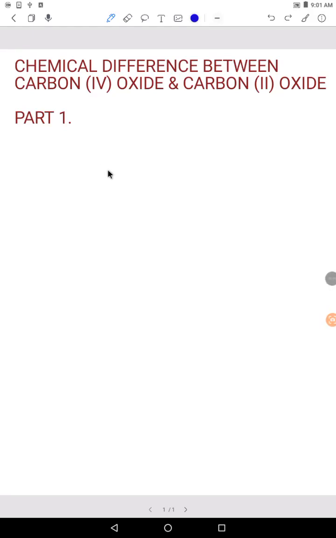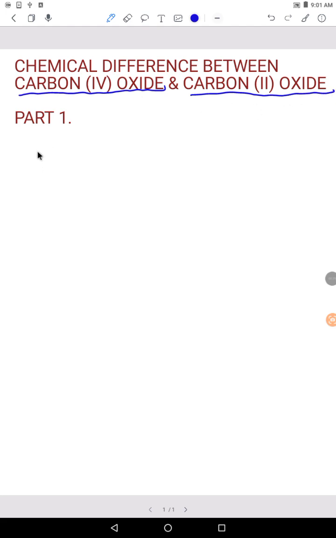Alright, in this video, we'll be looking at the chemical difference between carbon 4 oxide and carbon 2 oxide. Let's dive in. First of all, let's look at how these two compounds are formed from the chemical equation.